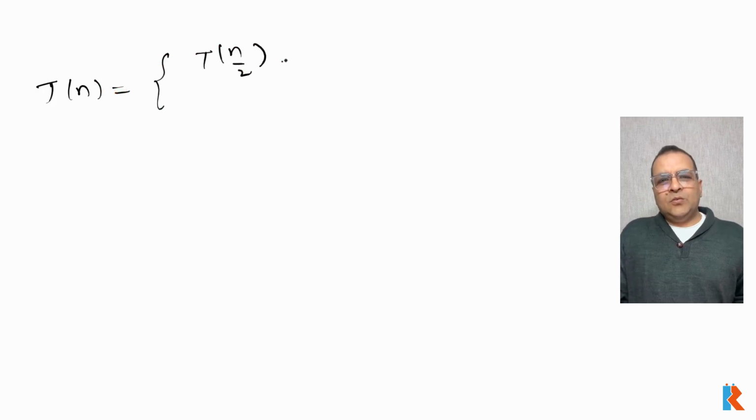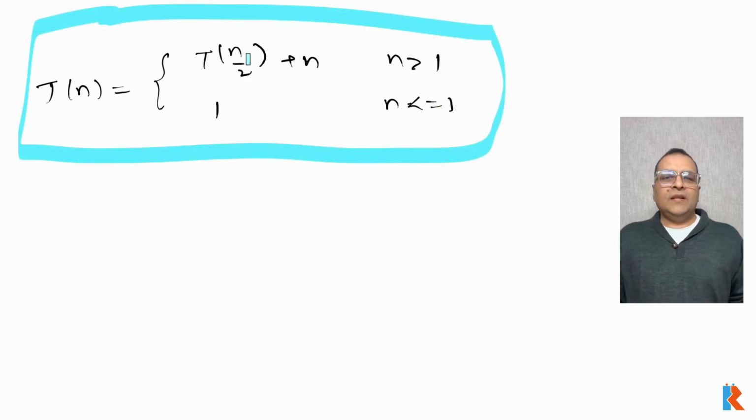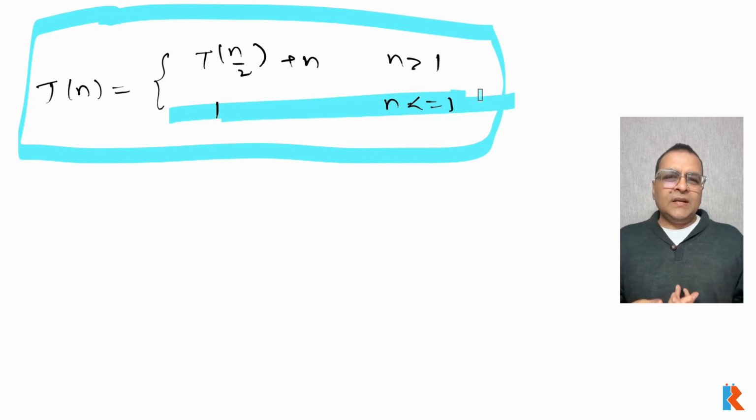Let us write one more recurrence. T(n) is equal to T(n/2) plus n in case n is greater than 1, and this is equal to 1 in case n is less than or equal to 1. So this is how generally we should be writing the recurrences. In our situation, we are writing it like a shortcut. We are not mentioning the terminating condition because in most of the cases the terminating condition is assumed. But if you want to write the full recurrence, then you should be writing it like this.